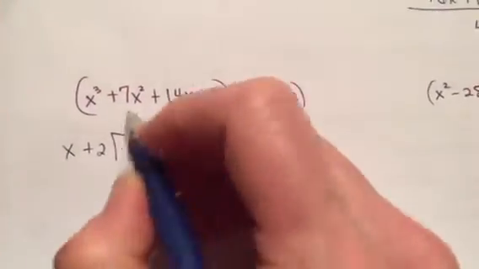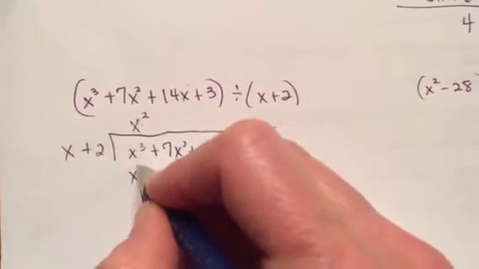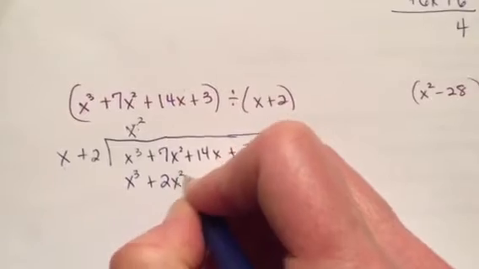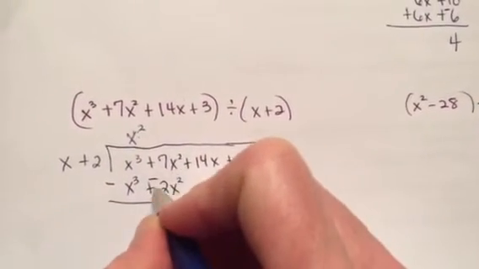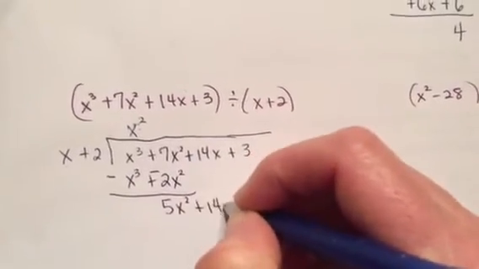What times x gives you x to the third? X to the second. Remember, x to the second times x is x to the third. X to the second times 2 is 2x squared. Nothing's changed. You still just change the signs. 7x squared minus 2x squared is 5x squared. And then bring down your next term.